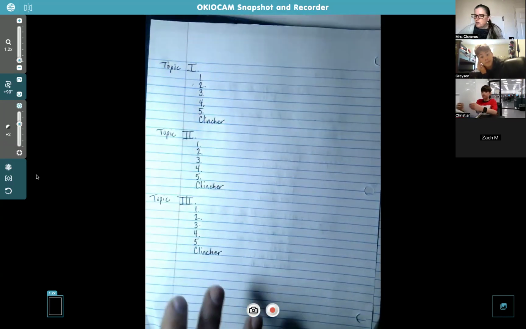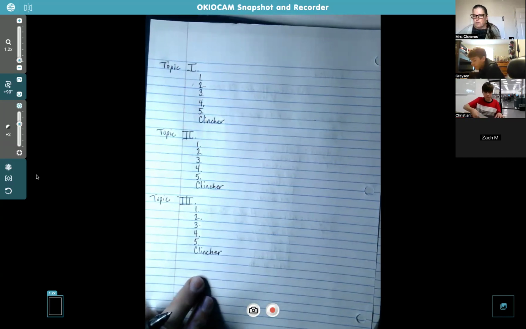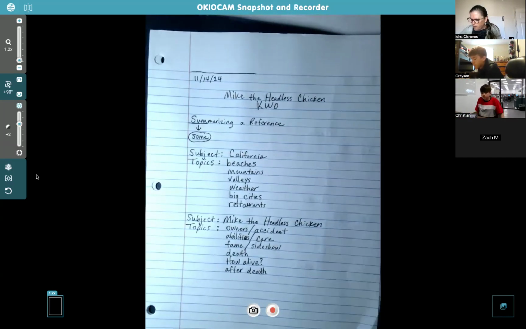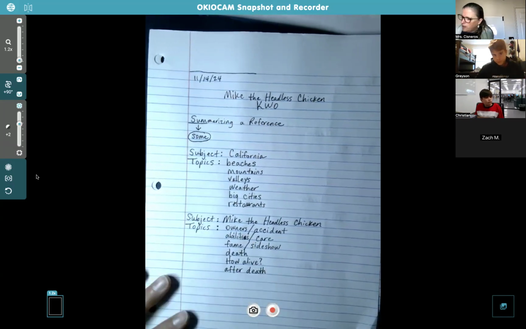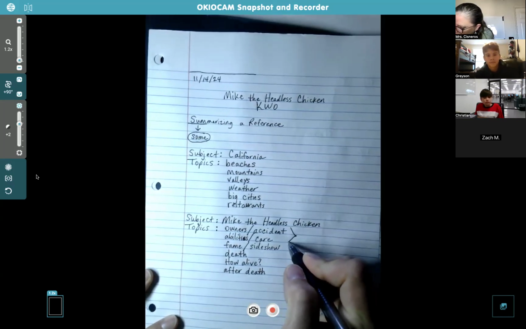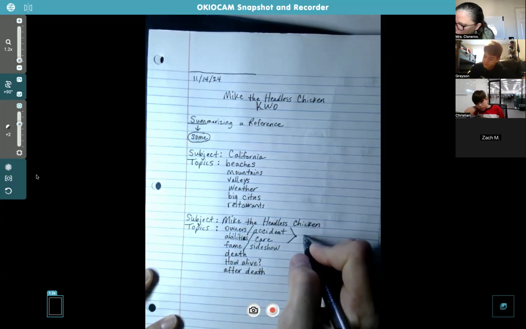So now you got your outline all set to go. You only are going to write about 3 topics. So when you look at your topic choices on this side, whenever you're summarizing a reference like this, you need to give some background information to include in the beginning. So I think the first part where it talks about the owners and the accident, we can combine that with abilities and care. So this is going to be your first paragraph.